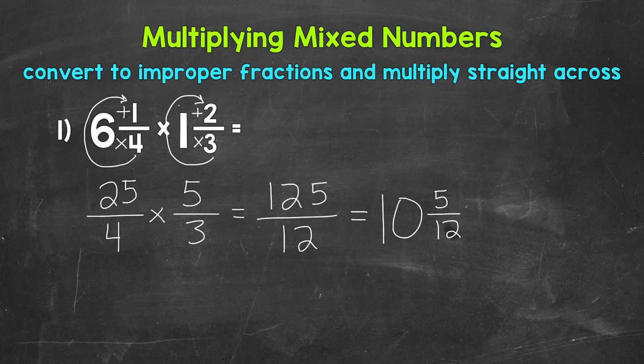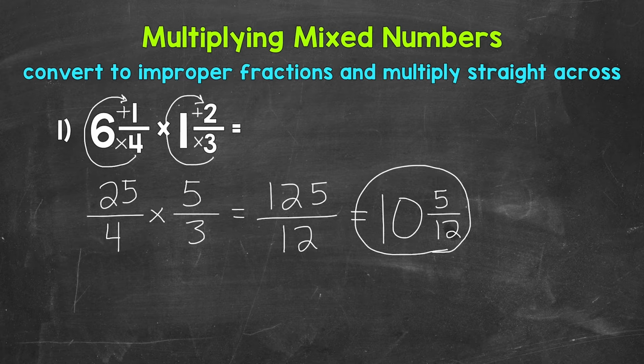We can look to see if we can simplify the fractional part of this mixed number. 5/12 is in simplest form. The only common factor between 5 and 12 is 1. So we are done. 10 and 5/12. Now, just for a quick recap, I'm going to write out how we went from that improper fraction of 125 twelfths to the mixed number of 10 and 5/12.